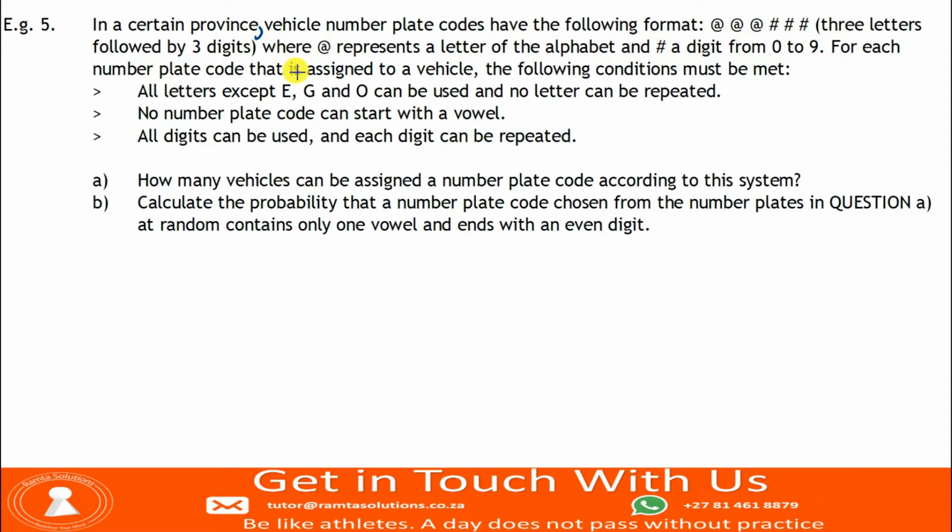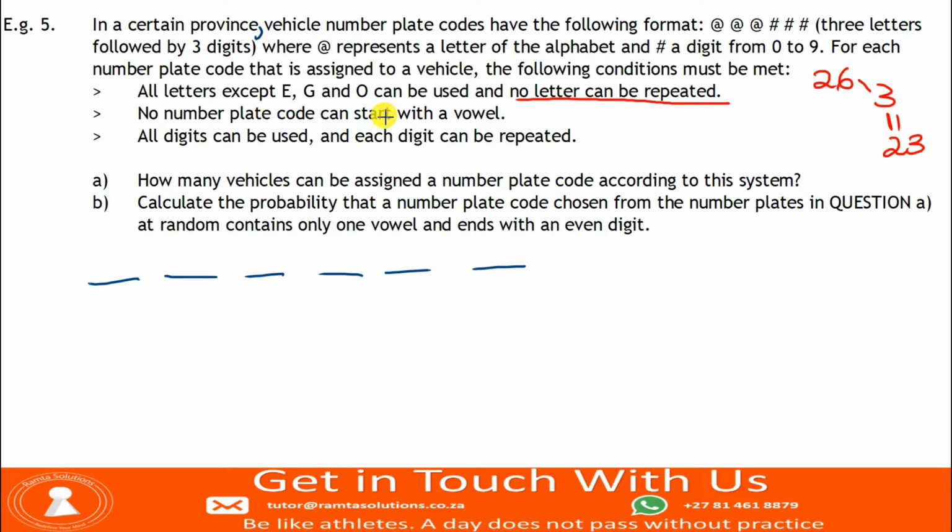For each number plate code that is assigned to a vehicle, the following conditions must be met. All letters except E, G and O can be used and no letter can be repeated. So we have 1, 2, 3, 4, 5, 6. So what we know about letters, we have 26 letters. Let me use a different color. We have 26 letters, right? They say you must exclude E, G, and O. This means you now have 23 letters to choose from. Now, a condition is that no letter can be repeated, meaning there's no repeat.